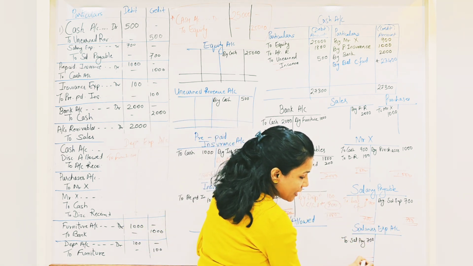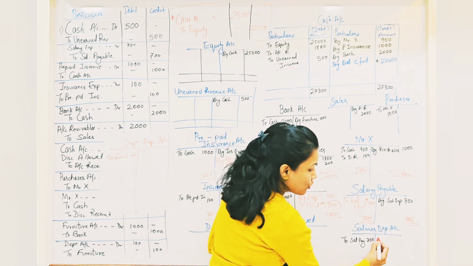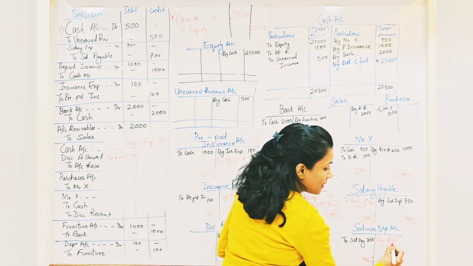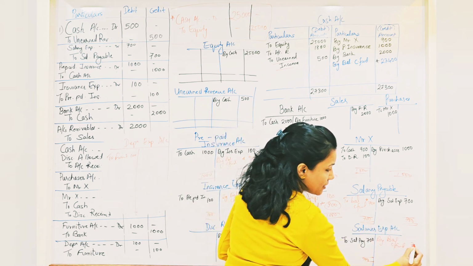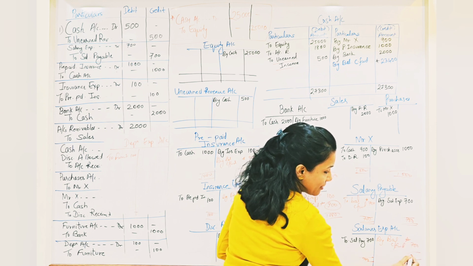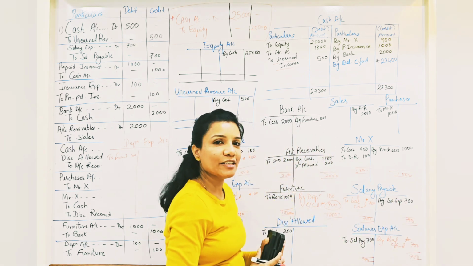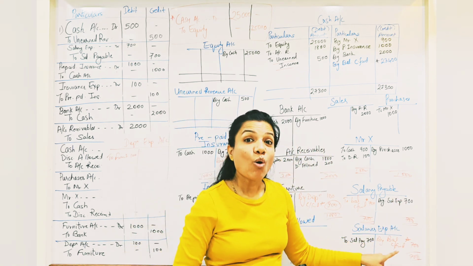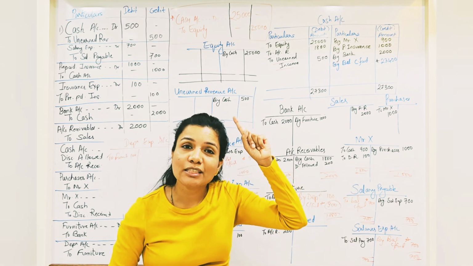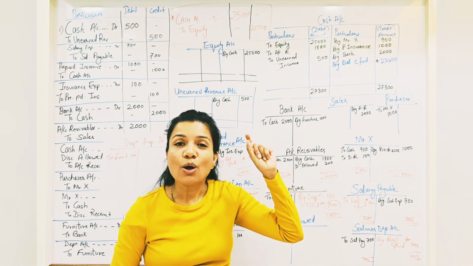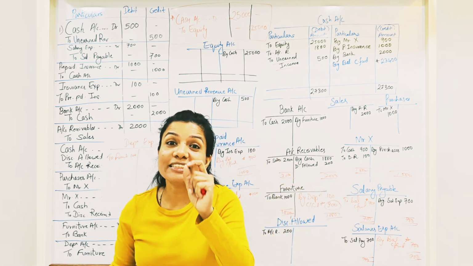Now here the debit side is heavier, no transaction this side. So by balance carried forward 700. So this is a debit balance. Salaries payable is a credit balance. Now why debit balance? All expenses and losses are debit. If you remember the golden rule, all expenses and losses are debited.